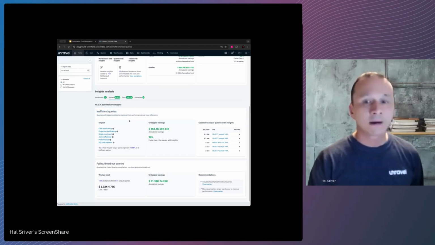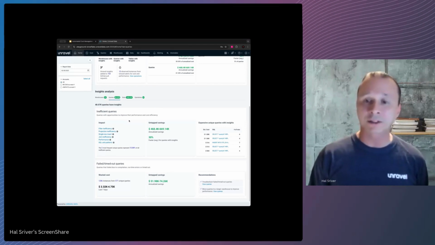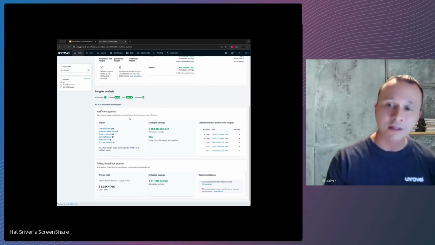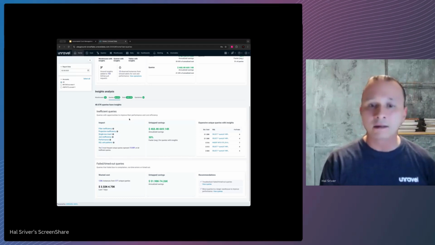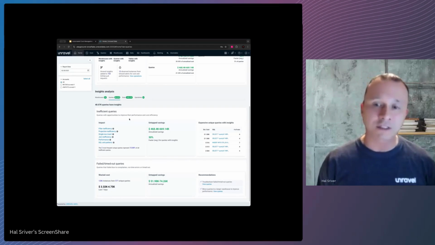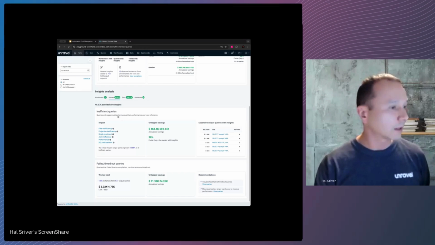And so you can see here some of the examples. There are different categories of those insights. So things like filtering, things like join inefficiencies, SQL anti-patterns. These are all inefficiencies. But there's this one here in this list, performance, that I want to dig into.